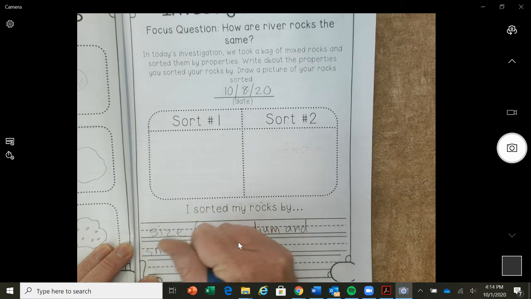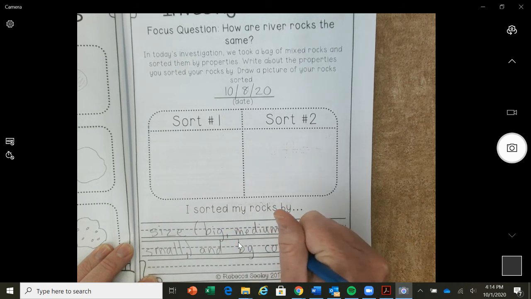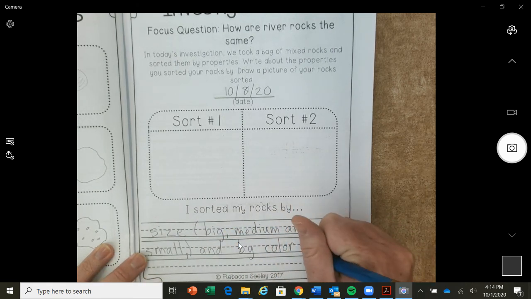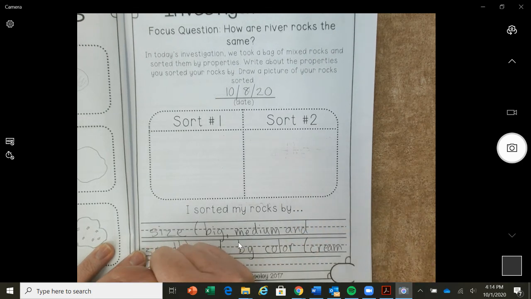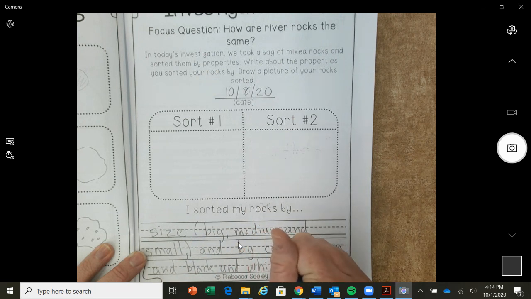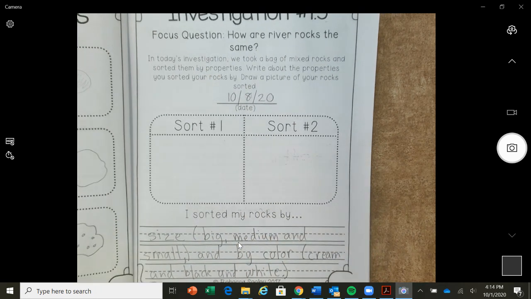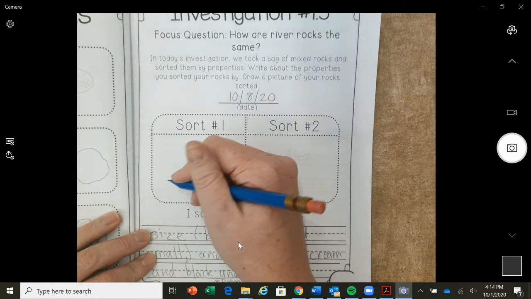And by color. Remember, cream and black and white. So that's how I sorted my rocks. That doesn't necessarily mean that's how you sorted your rocks. You could have sorted your rocks differently. I can also draw a picture.